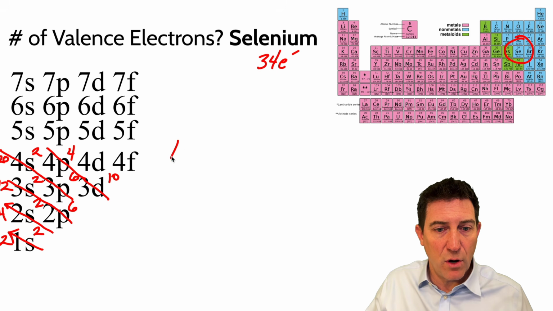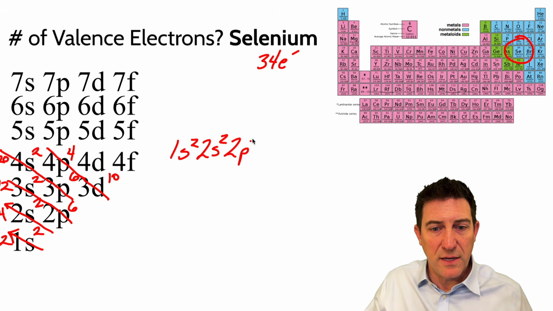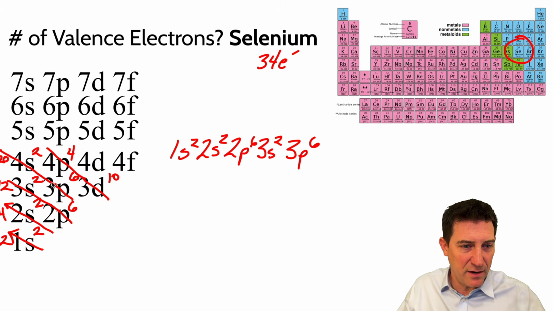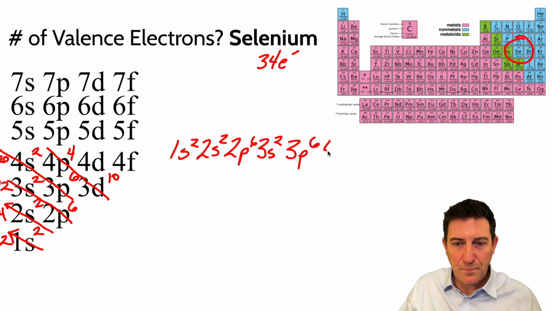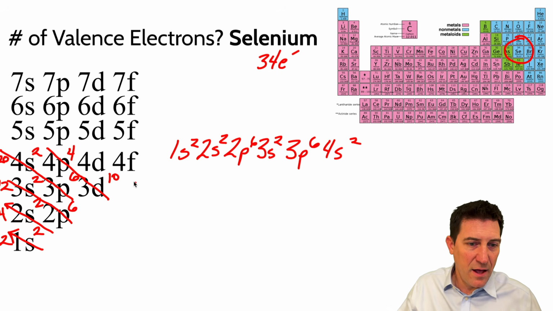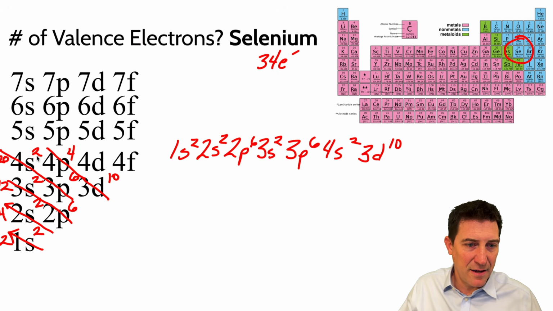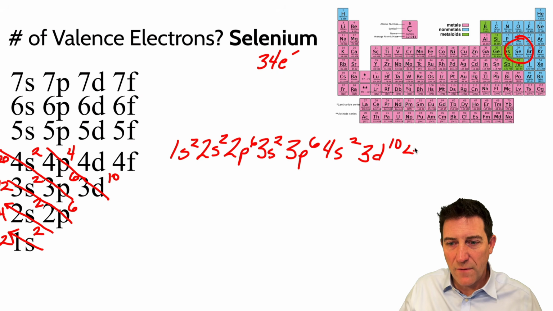Let's write it out. 1s2, 2s2, 2p6, 3s2, 3p6. I'm right here. 4s2, 3d10, 4p4.